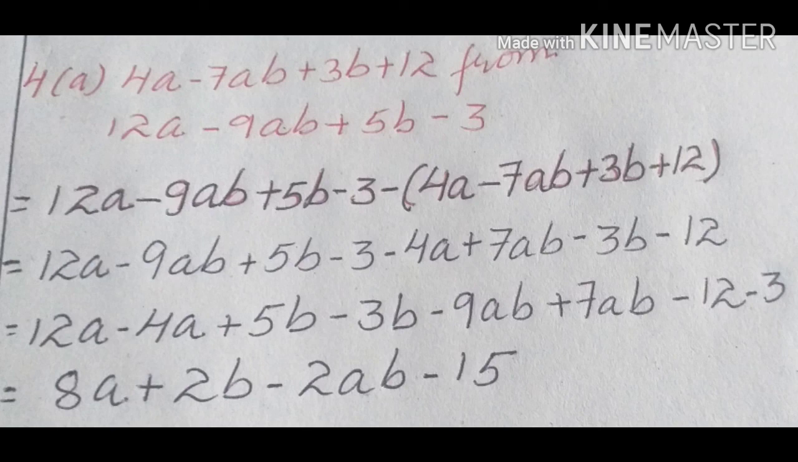Now we can neither subtract nor add these because they are all unlike terms. Unlike terms can neither be added nor subtracted. You have to keep it as it is. If you subtract these two, we'll get 8A plus 2B minus 2AB minus 15.